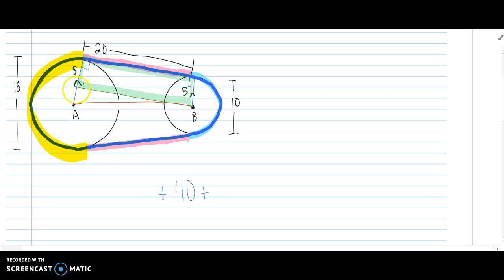The radius for the bigger one was 9, which means that this length is going to be 4. Again, we know the opposite sides are equal to each other, so this entire length is going to have to be 20. And now we're going to focus on the little triangle we have right here. What I know about that triangle is that this is a right angle, so it is a right triangle.